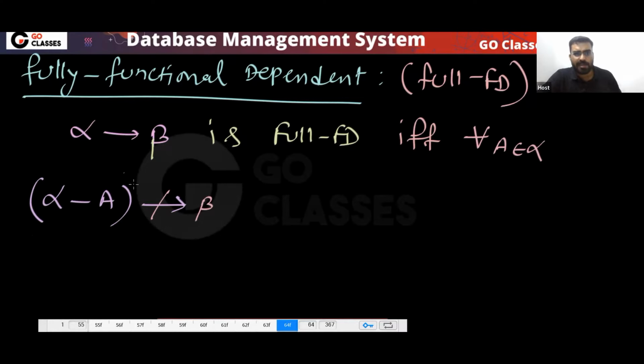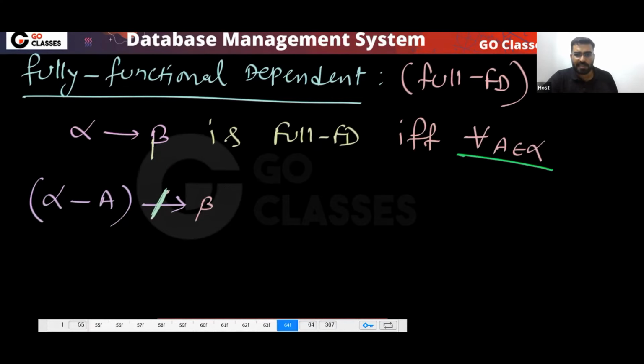Is this clear? Does anyone have any doubt? If you remove something from alpha, then it will not determine beta.